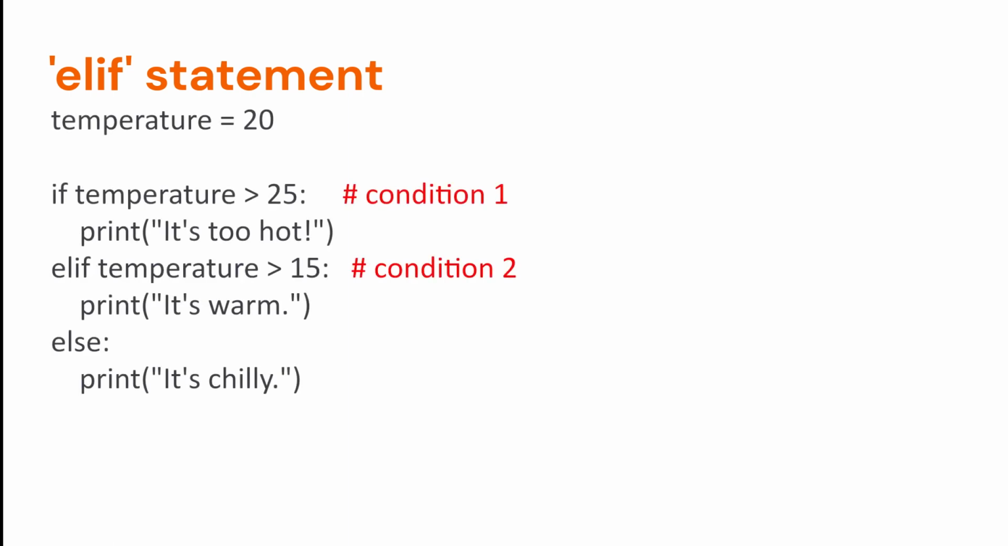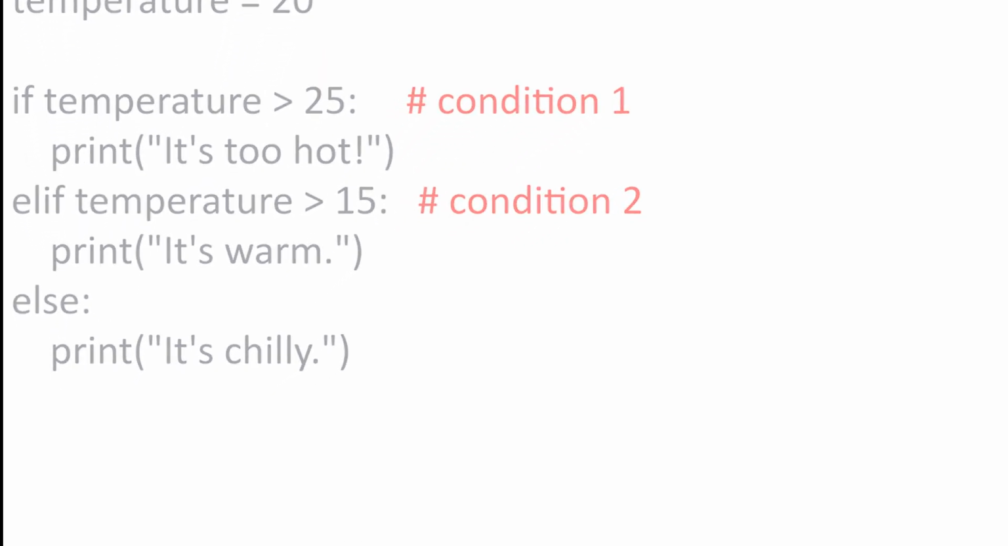That's where elif comes into play. Consider this. Python evaluates each condition in order, printing the corresponding message based on the temperature. If none of the conditions are met, it defaults to the code inside the else block, printing "it's chilly."